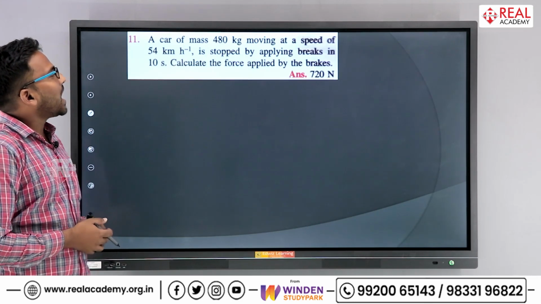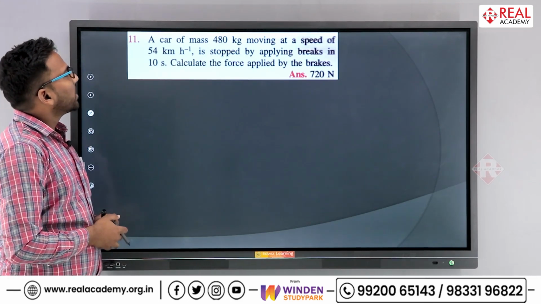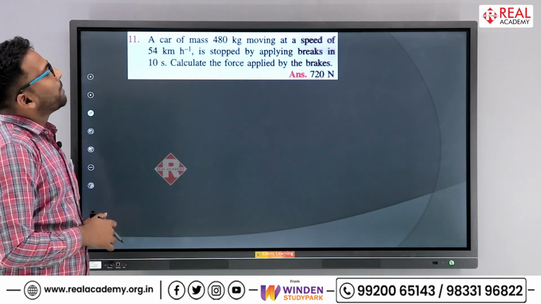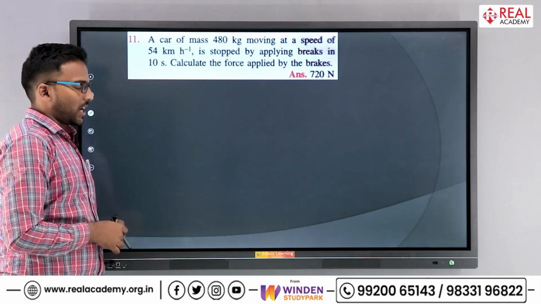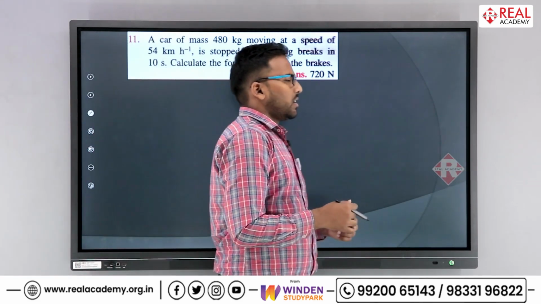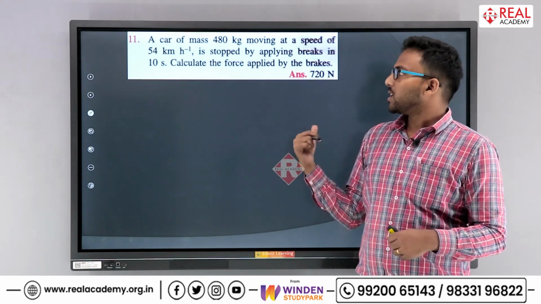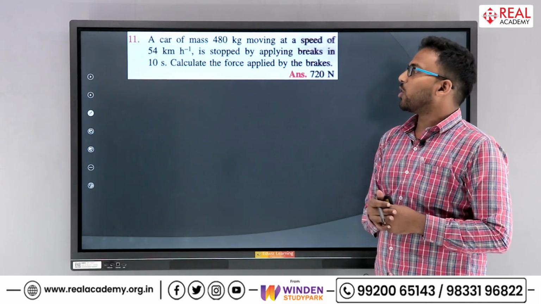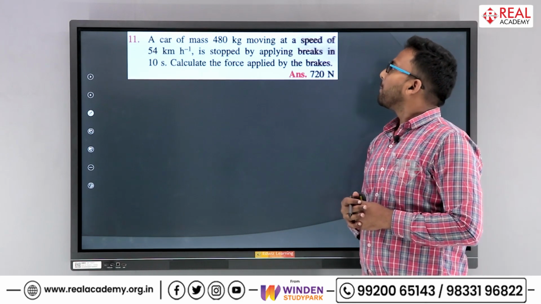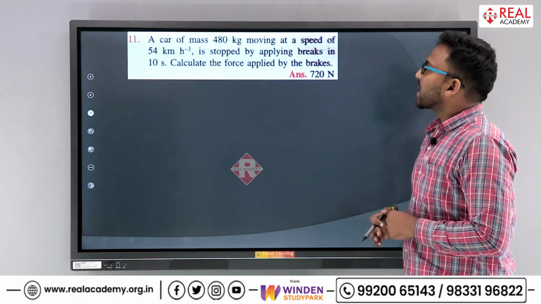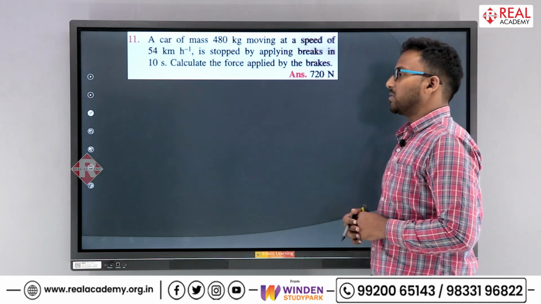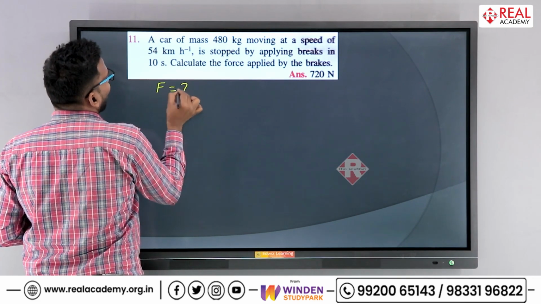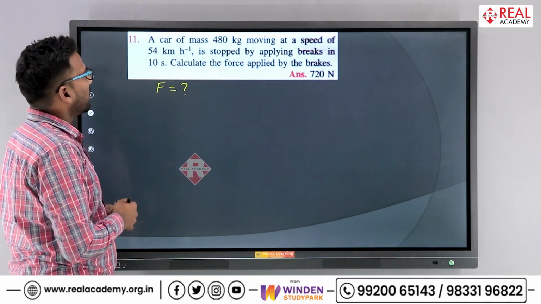Next question. A car of mass 480 kg moving at a speed of 54 km per hour is stopped by applying brakes in 10 seconds. Right? Calculate the force applied by the brakes. They are asking us to calculate the force applied by the brakes.